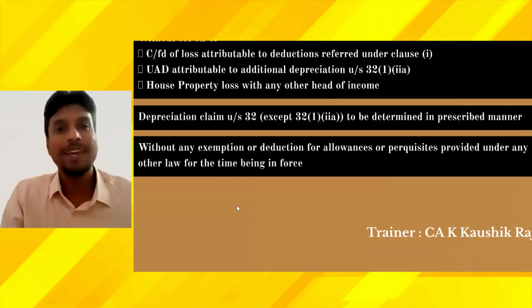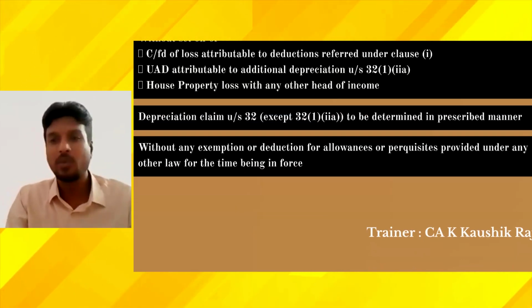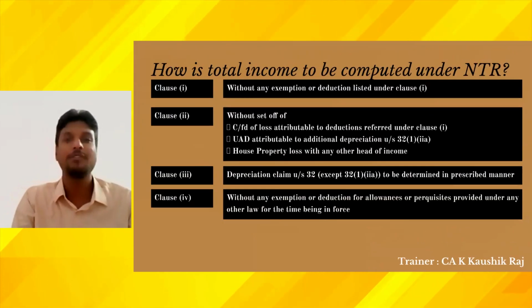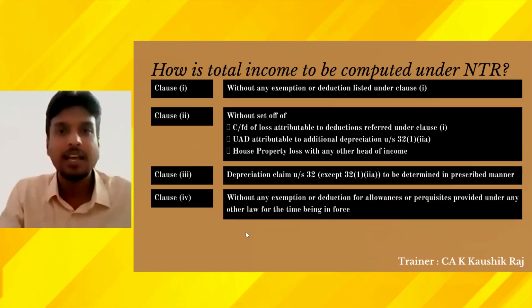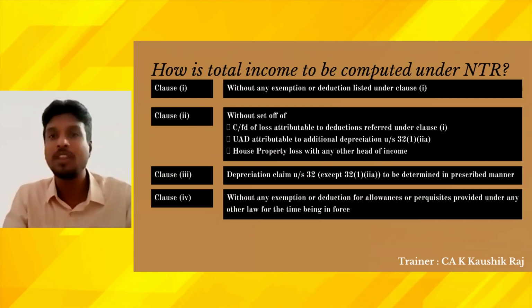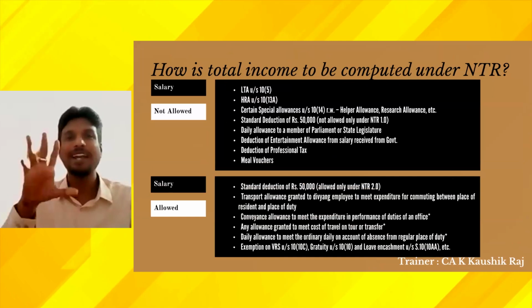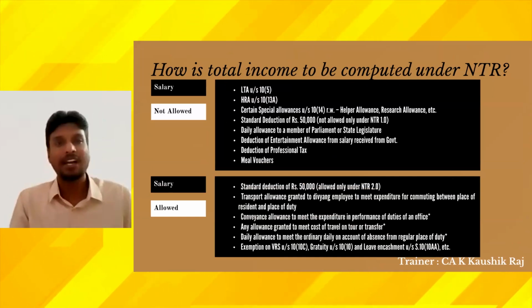Clause 4: without any exemption or deduction for allowance or perquisites provided under any other law for the time being in force. So these are the four clauses. Keeping this in mind, one has to compute the tax liability or the total income under the new tax regime. Let's quickly jump into it head of income wise.